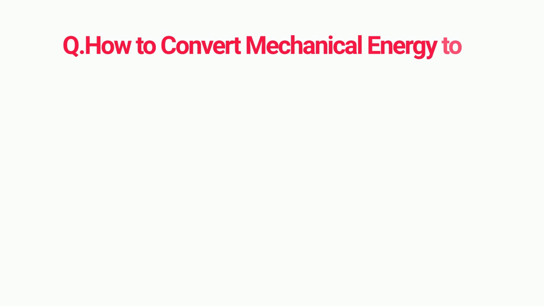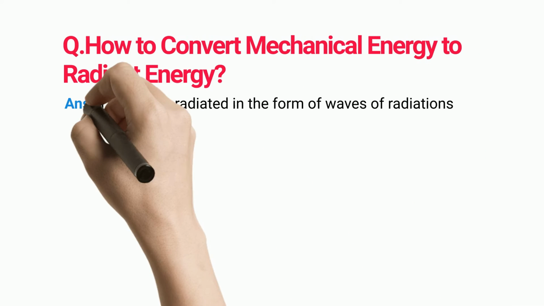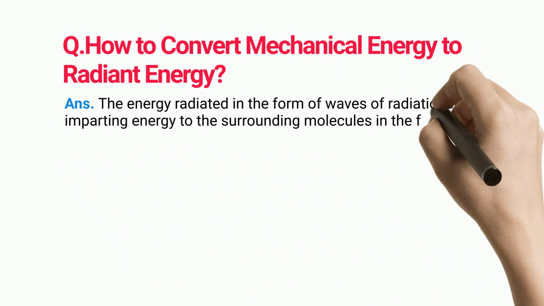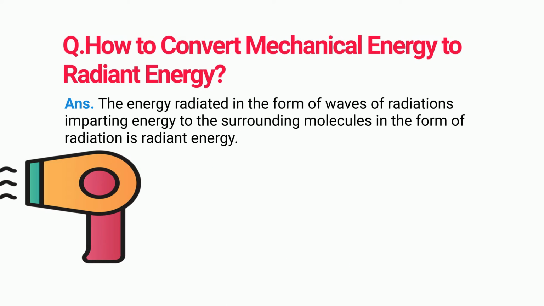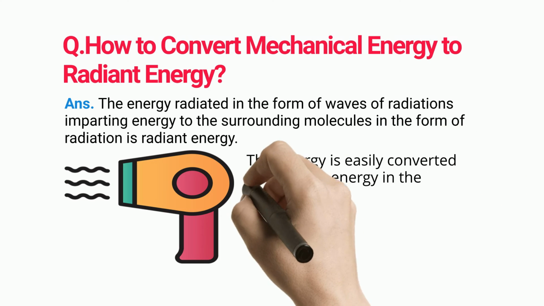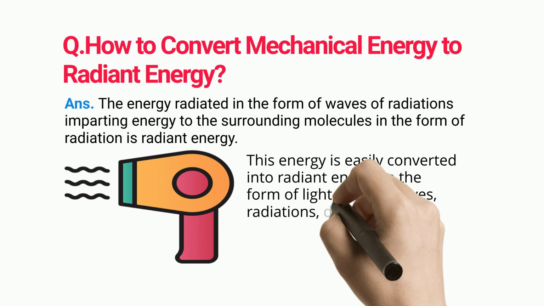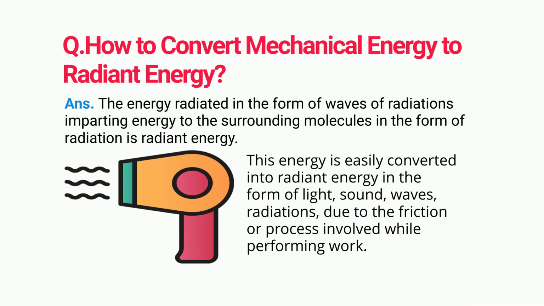How to convert mechanical energy to radiant energy? The energy radiated in the form of waves of radiations imparting energy to the surrounding molecules is radiant energy. The energy radiated is given out in the form of heat. The difference in the heat creates a pressure difference in the area and hence invites the mobility of the molecules from high pressure to low pressure, thus used to generate mechanical energy.